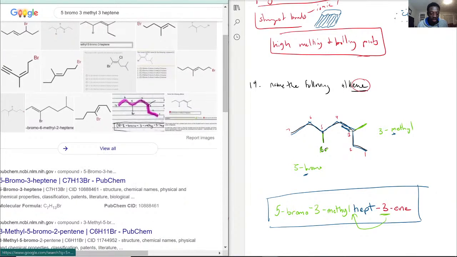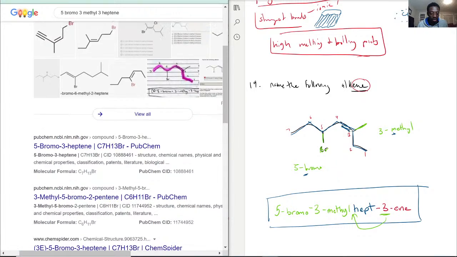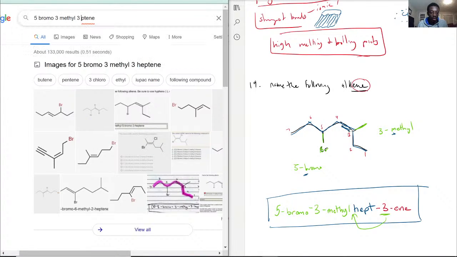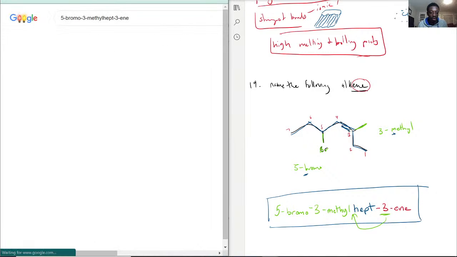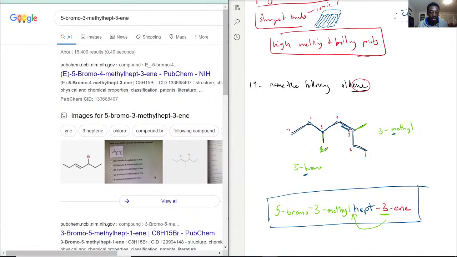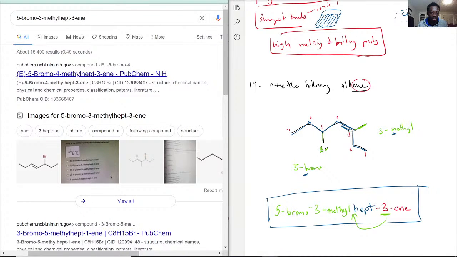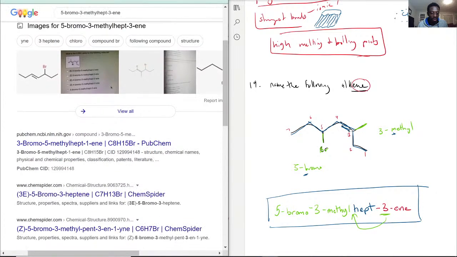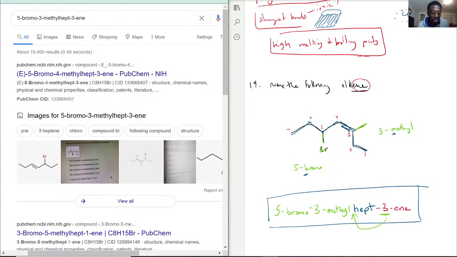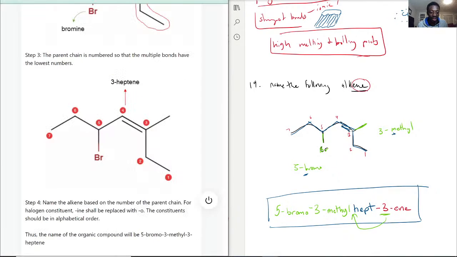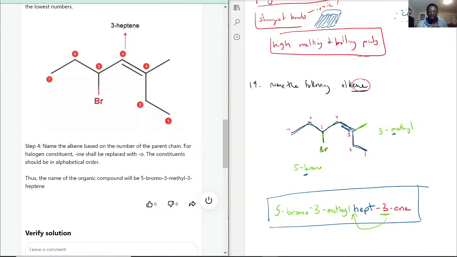So then for this, but if I were to type, oops, sorry, 5 bromo, 4 methyl hep 3 ene, we also get that as well. Well, this is 4 methyl. But as you can see here, in PubChem, that also uses the IUPAC naming. That's also a possibility.